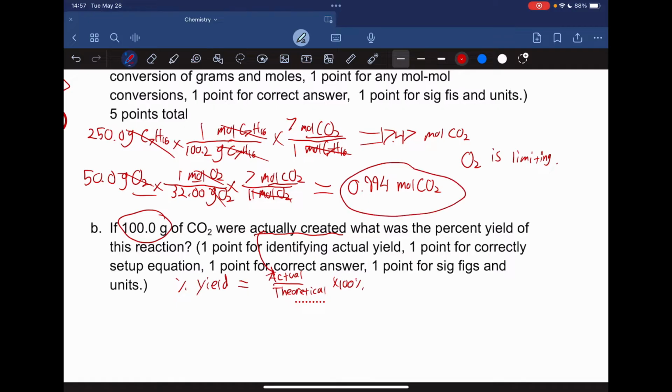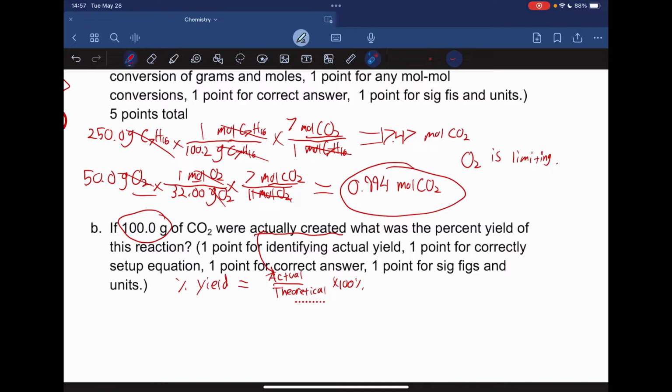So we should have created 0.994 moles of CO2. This is how much should have been created. We can't create 17.47 moles of CO2 because as soon as we create 0.994 moles of CO2, we run out of oxygen, so the reaction stops. So this would be our theoretical yield, but it's not in the grams that we expect.